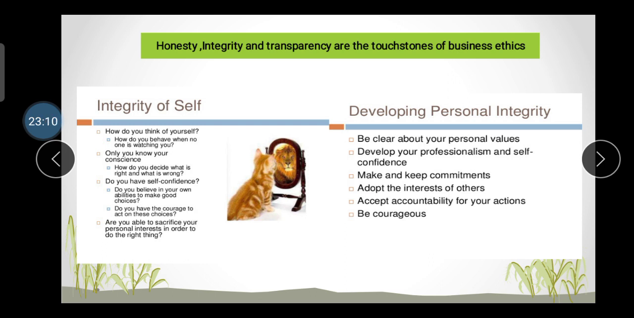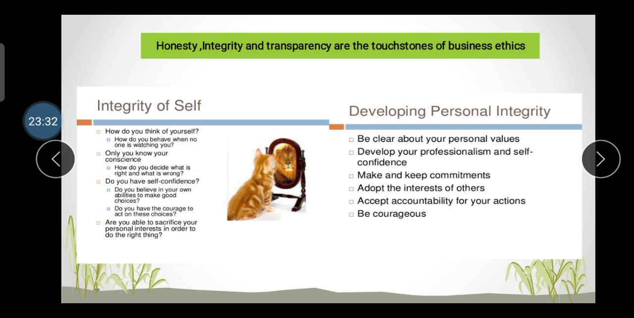Do you have self-confidence? Do you believe in your own abilities and make good choices? Do you have the courage to act on whatever you have to work on? Are you able to sacrifice your personal interests in order to do the right things? So integrity means you should behave accordingly.